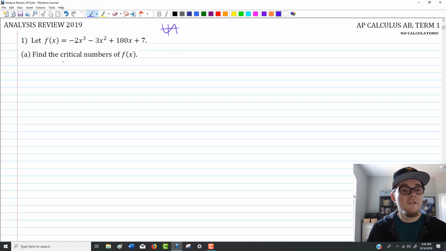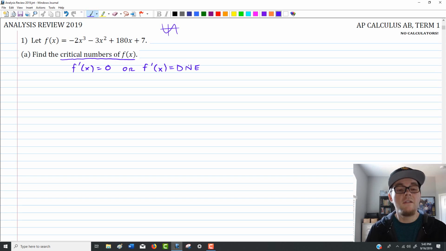So the first question asks us to find what we call the critical numbers of f of x. Critical numbers of f of x are the places where f prime of x is equal to 0, or where f prime of x is undefined. Assuming, of course, that f prime of x is undefined at a place where f of x is defined. So in any event, what's true is we must have that f of x must exist.